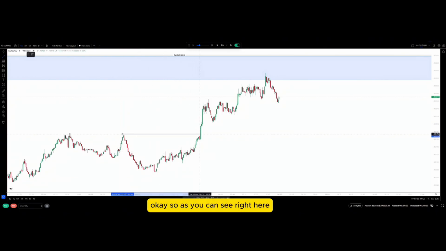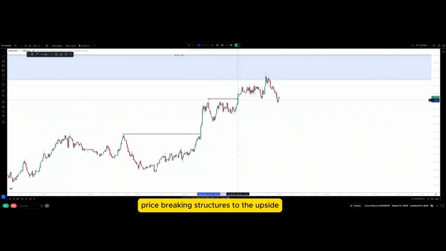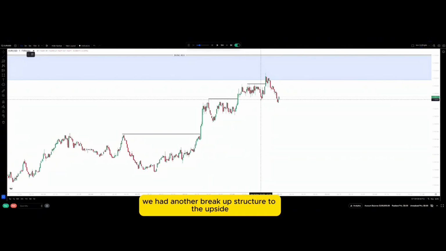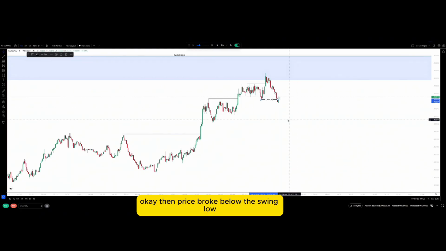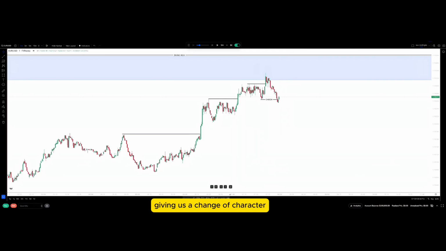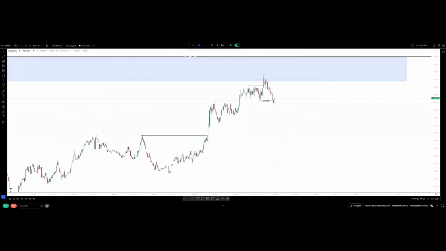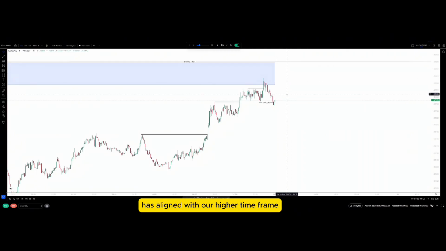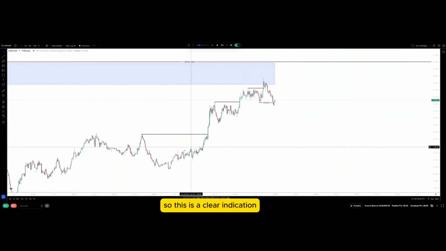Okay, so as you can see right here, the 1 minute time frame is actually bullish. Price is breaking structures to the upside. See, price breaks structure to the upside again. Over here, we had another break of structure to the upside. Okay, then price broke below the swing low, giving us a change of character. So our lower time frame has aligned with our higher time frame. So this is a clear indication that the market is ready to move bearish.